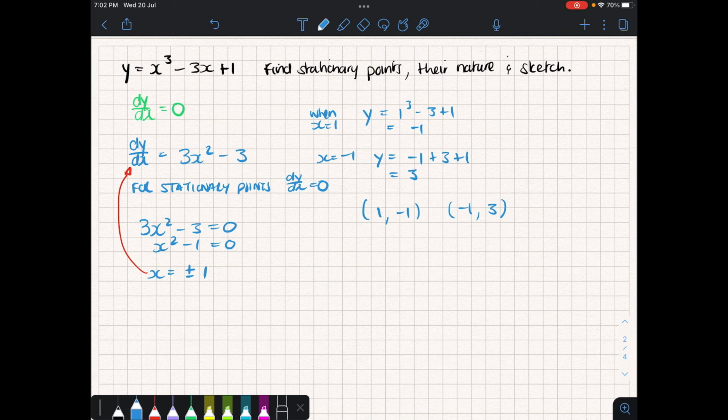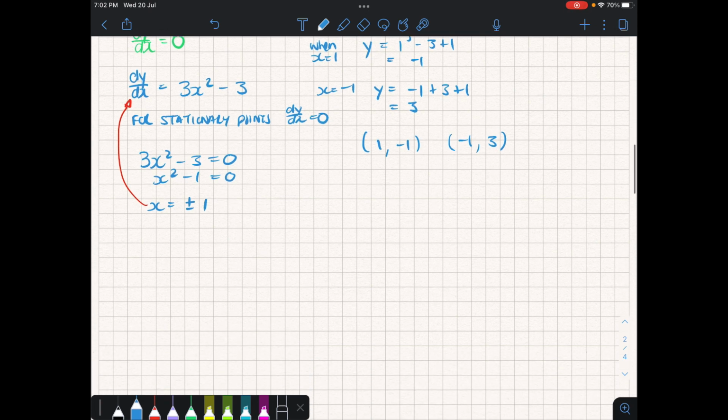So what I'm going to do is create a table for myself for each of the two stationary points, what their x values are and what they look like around the x value. So we'll start with -1, okay? So at -1, this is my x coordinate. Now I'm going to think, well, what is the derivative at -1? And well, we know because it's a stationary point, the gradient is 0.